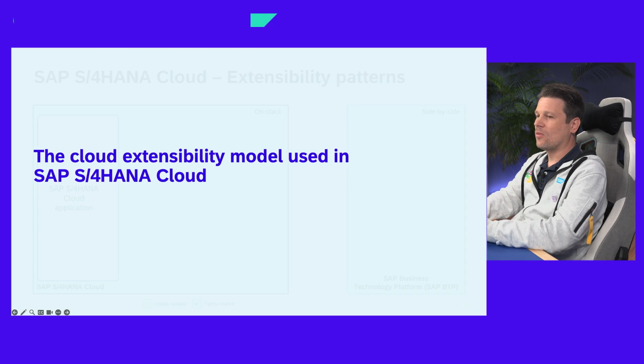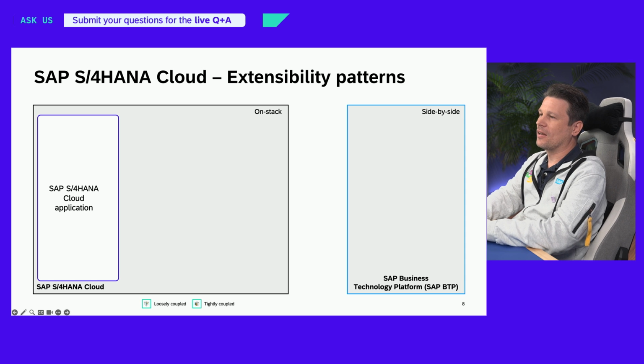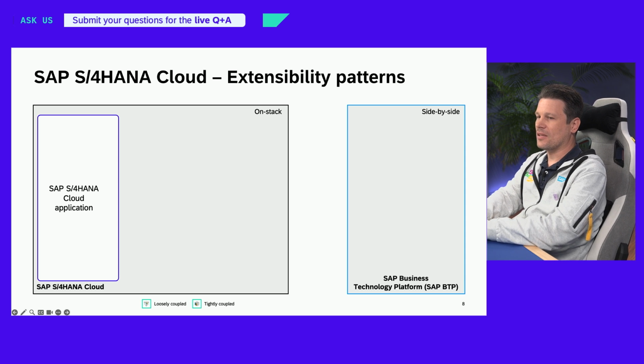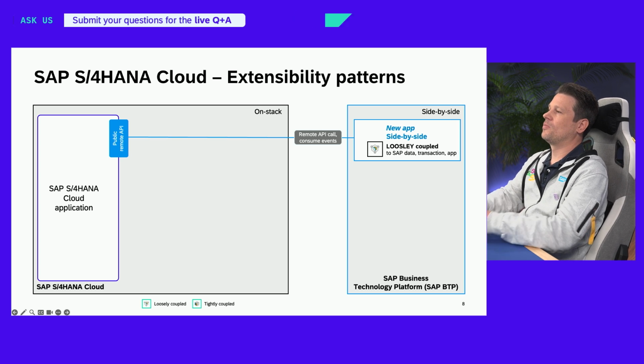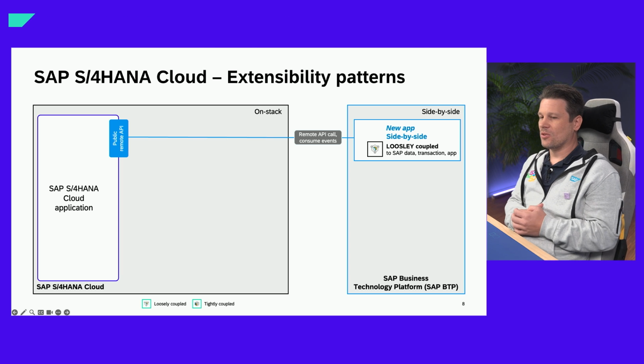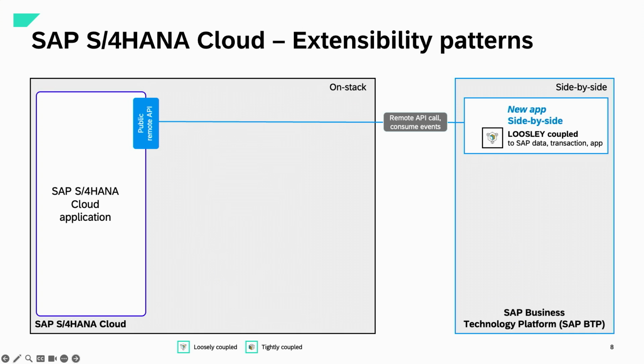So let's take a look at what we have as S/4HANA Cloud extensibility patterns. On the left side, we see the S/4HANA Cloud applications, and on the right side, you see side-by-side. First of all, and this should be very clear to you, and this was also the first thing available for S/4HANA Cloud extensibility, is to create side-by-side applications in the SAP Business Technology Platform.